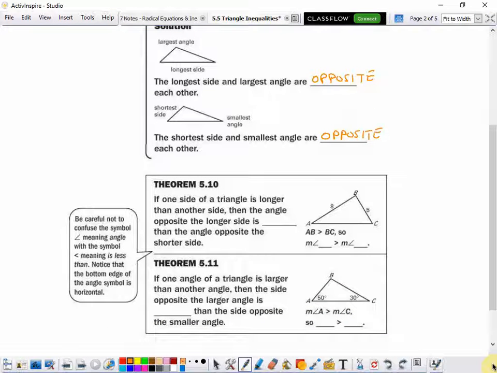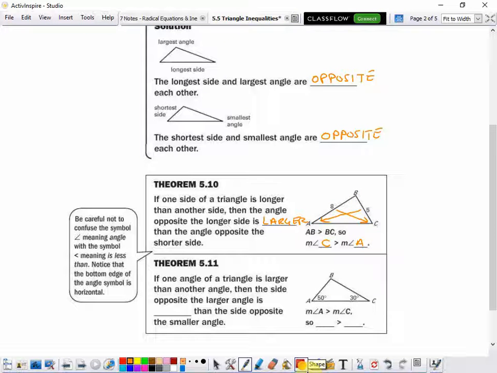So if one side of a triangle is longer than another, then the angle opposite the longer side is larger than the angle opposite the shorter side. So in this case, AB is longer than BC. AB is 8, BC is 5, so AB is longer. That means the angle across from AB, which would be angle C, has a greater measure than the one across from the shorter side, angle A.